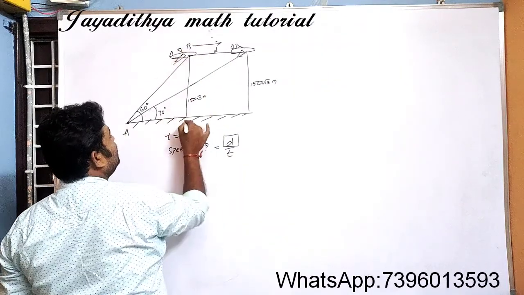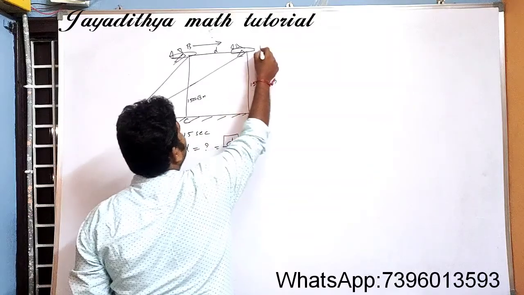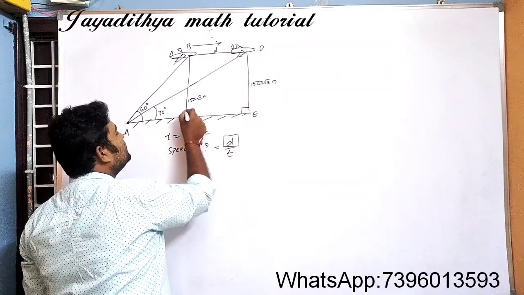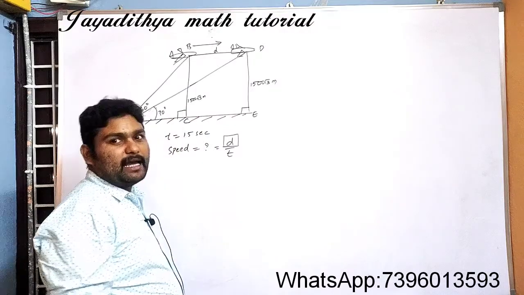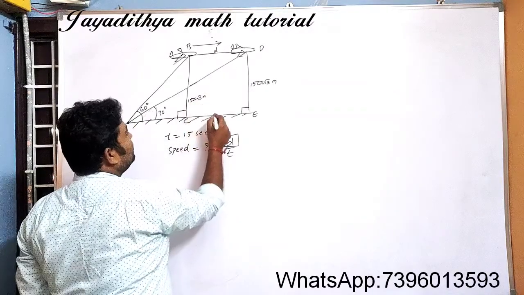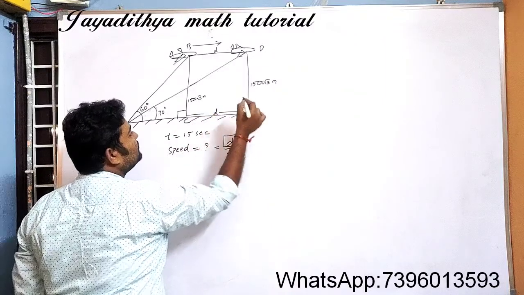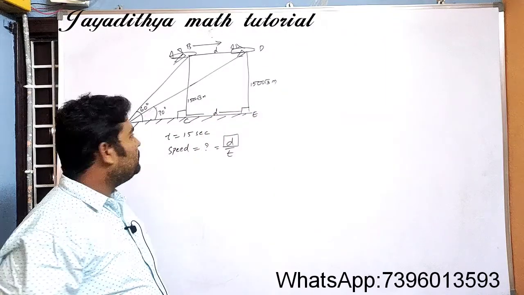A. So this is B and let us take this as C, and this is D and this as E. Now here the angle will be 90 degrees and here also the angle will be 90 degrees. If it is D here, CE also must be equal to how much now? CE will be equal to D. CE also will be equal to D.